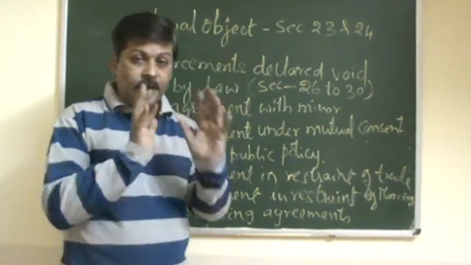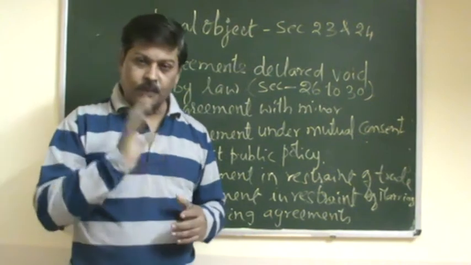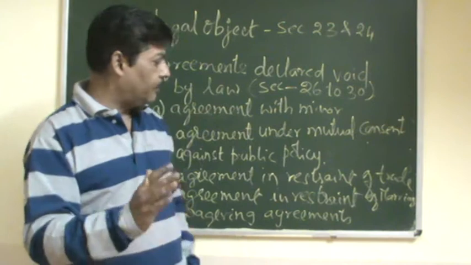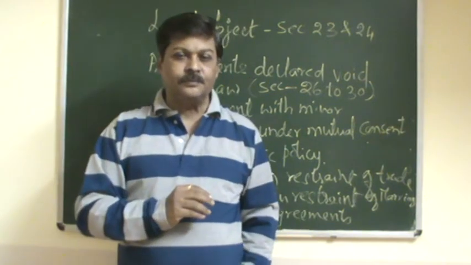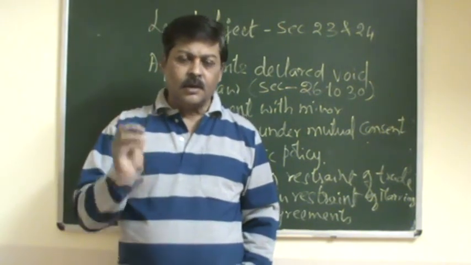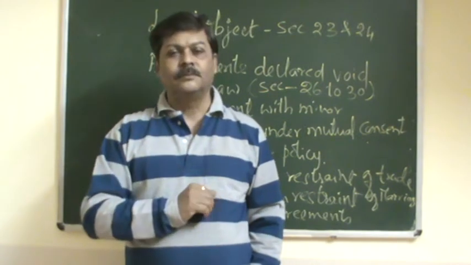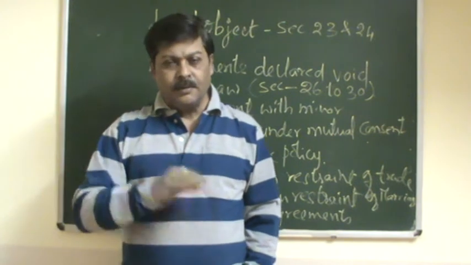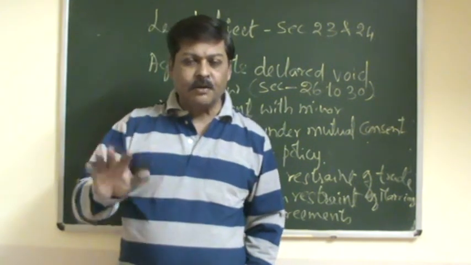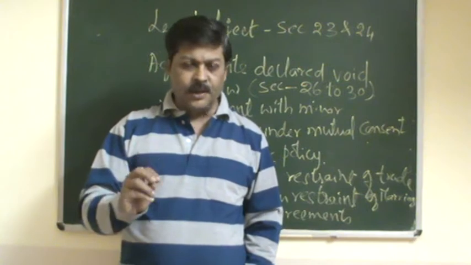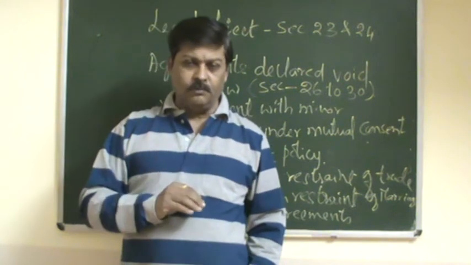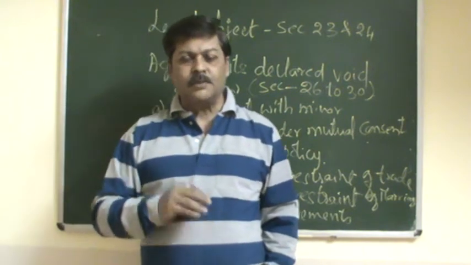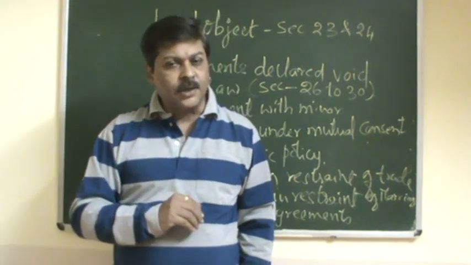So the legality of the object must be there. The object must be legal. For example, take the running of a distillery. A distillery is the production and manufacturing of alcohol. Running a distillery is not unlawful. You can enter into a contract for establishing a business in distilleries.